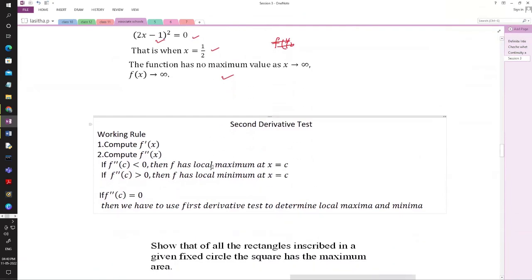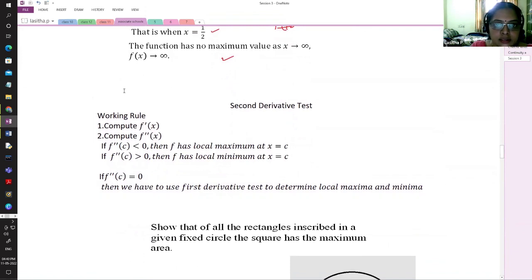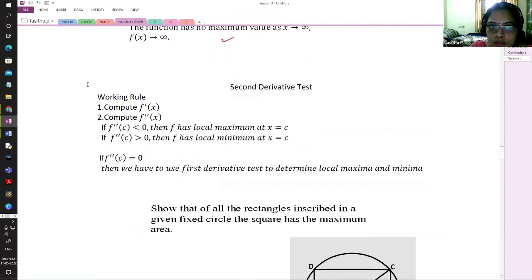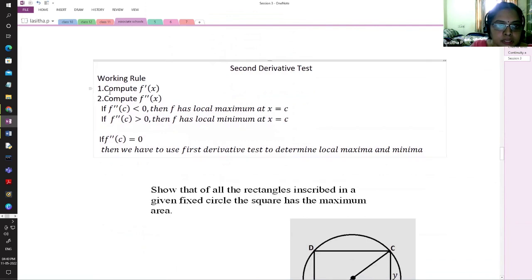Yeah, thank you. So here, in order to check the same idea, finding local maxima and minima, we have the second derivative test also. The working rule is like this: compute the first derivative f dash x, then compute the second derivative f double dash x. The sign of the second derivative is noticed to determine the local maximum and the local minimum. Lesser than 0, it is a local maximum at x equal to c. Greater than 0, it will give a minimum at x equal to c.